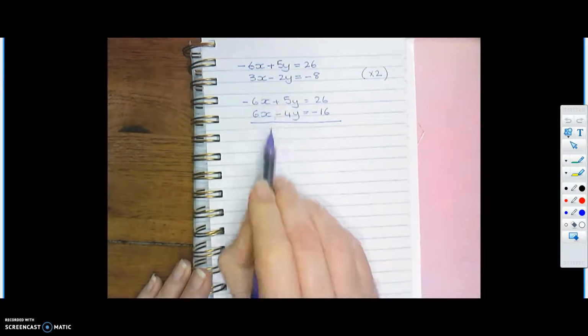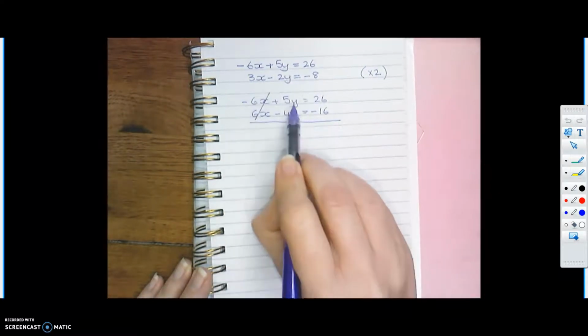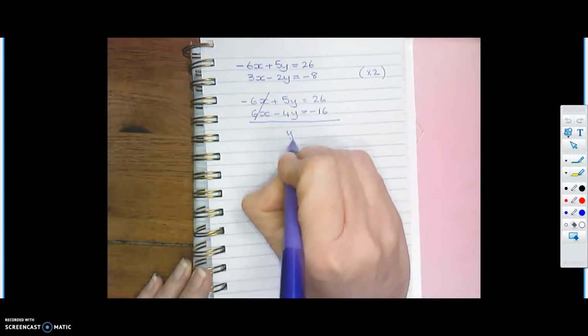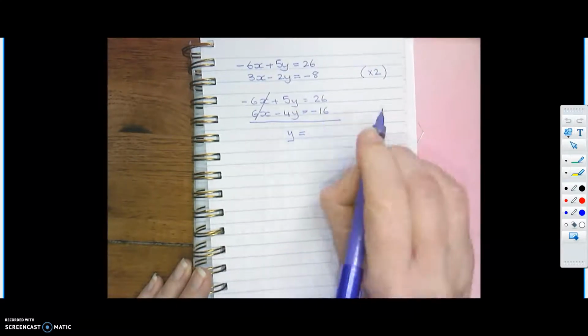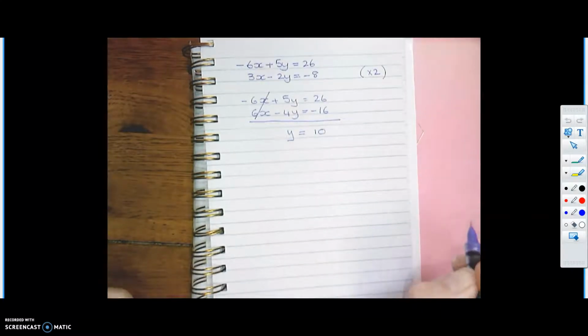Then you treat them like three little individual sums. I've got minus 6x plus 6x, so they are now gone. 5y minus 4y just gives me y. 26 take away 16 gives me 10. So that is your y.